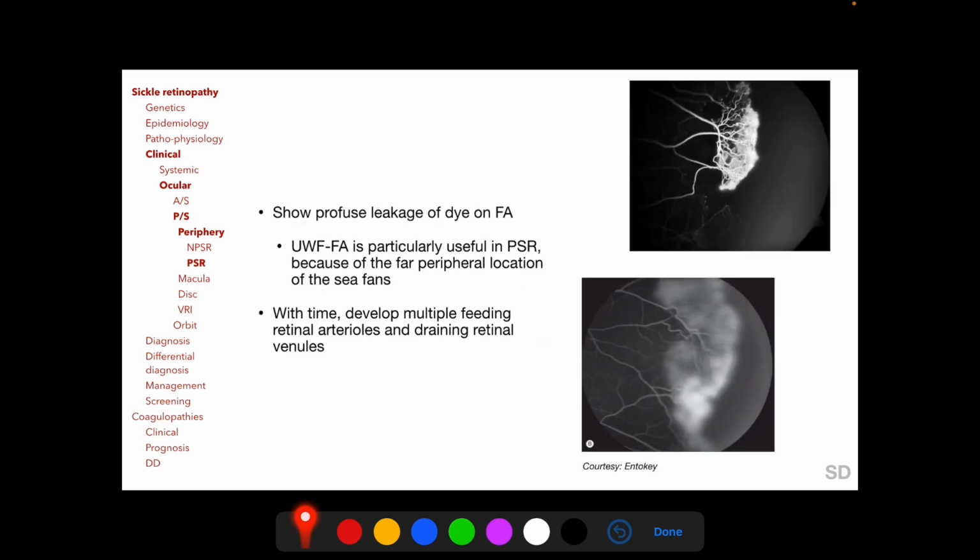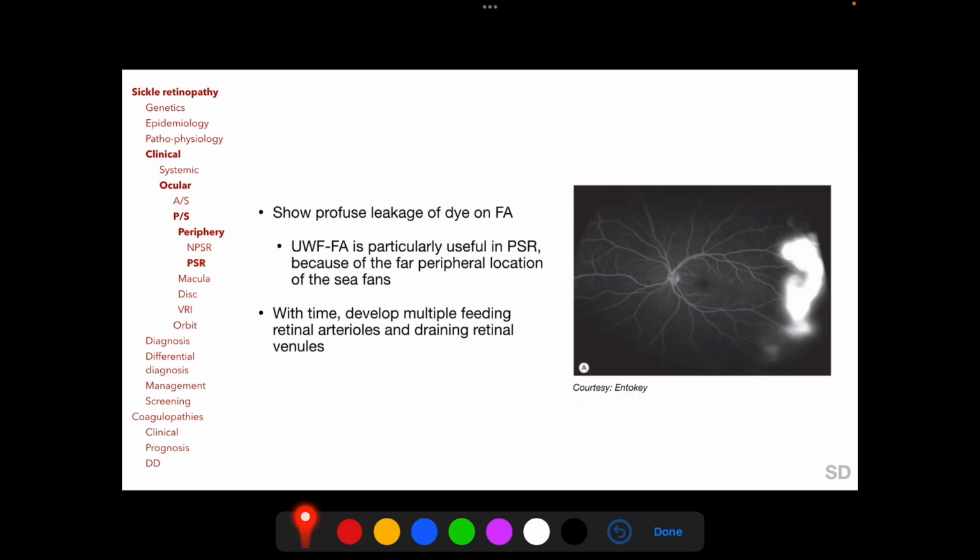Being neovascular lesions, these CFANs of sickle cell disease show profuse leakage of dye on fluorescein angiography, as seen in these two fluorescein angiograms. Ultra-wide field fluorescein angiography is particularly useful in eyes with proliferative sickle retinopathy because of the far peripheral location of these CFANs. With time, these CFANs develop multiple feeding retinal arterioles and draining retinal venules, as seen here in this fluorescein angiogram. This is an ultra-wide field fluorescein angiogram showing a peripherally located CFAN and the macula in one single frame.